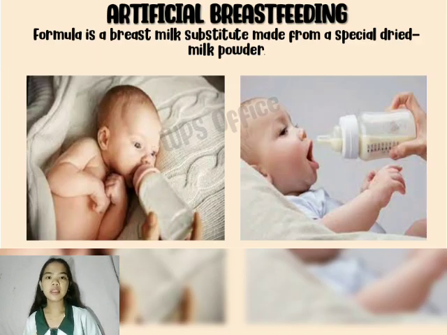Artificial breastfeeding uses formula powder mixed with cold boiled water and offered to the baby in a bottle. You can also buy ready-to-drink formula. Infant formula feeding supports the baby's growth during the first 6 months. Once they reach 6 months, they can start eating solids as well.